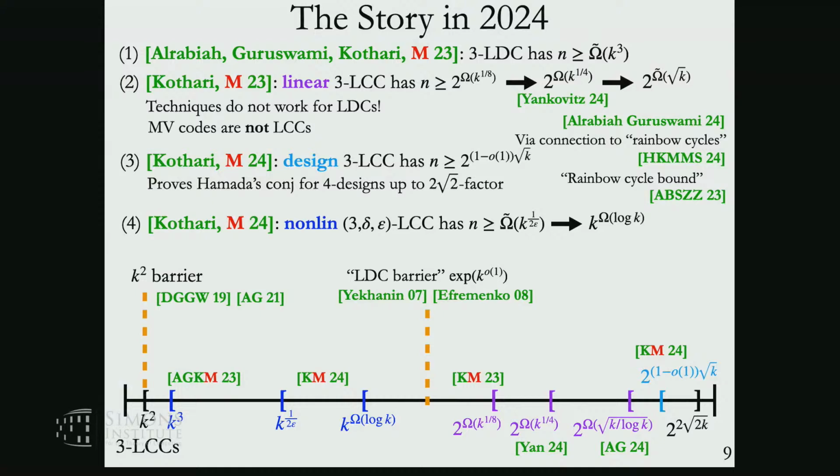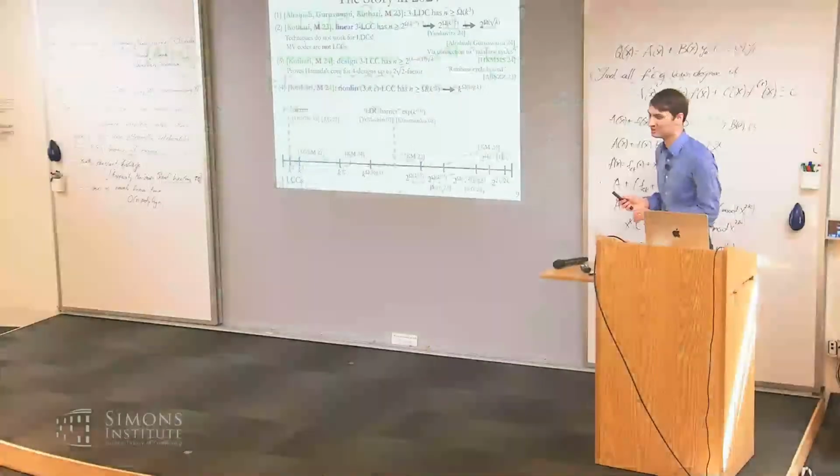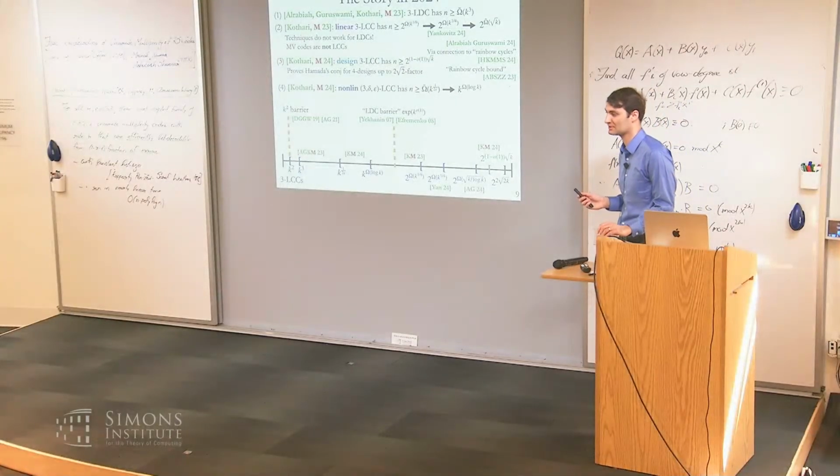And what is known for higher number of queries, like 4? Pretty much nothing. I'll mention this at the end of the talk, but basically there's very little improvement you can get there.